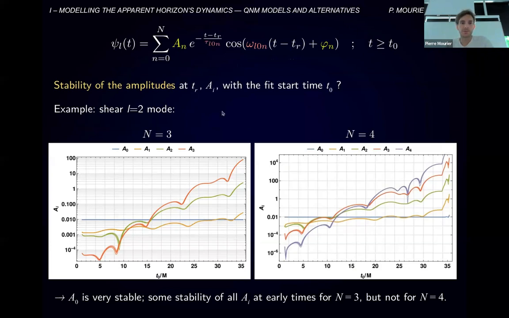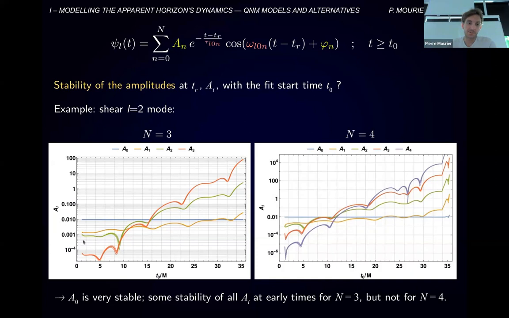The first of which was to consider the stability of the amplitudes of the recovered modes as we change the starting time of the fit. Here's the example of the L=2 mode for what's around the optimal number of 3 or 4 overtones. We saw that the amplitude of the fundamental mode is recovered in an extremely stable way at all times, but that's not at all the case for all the other modes.